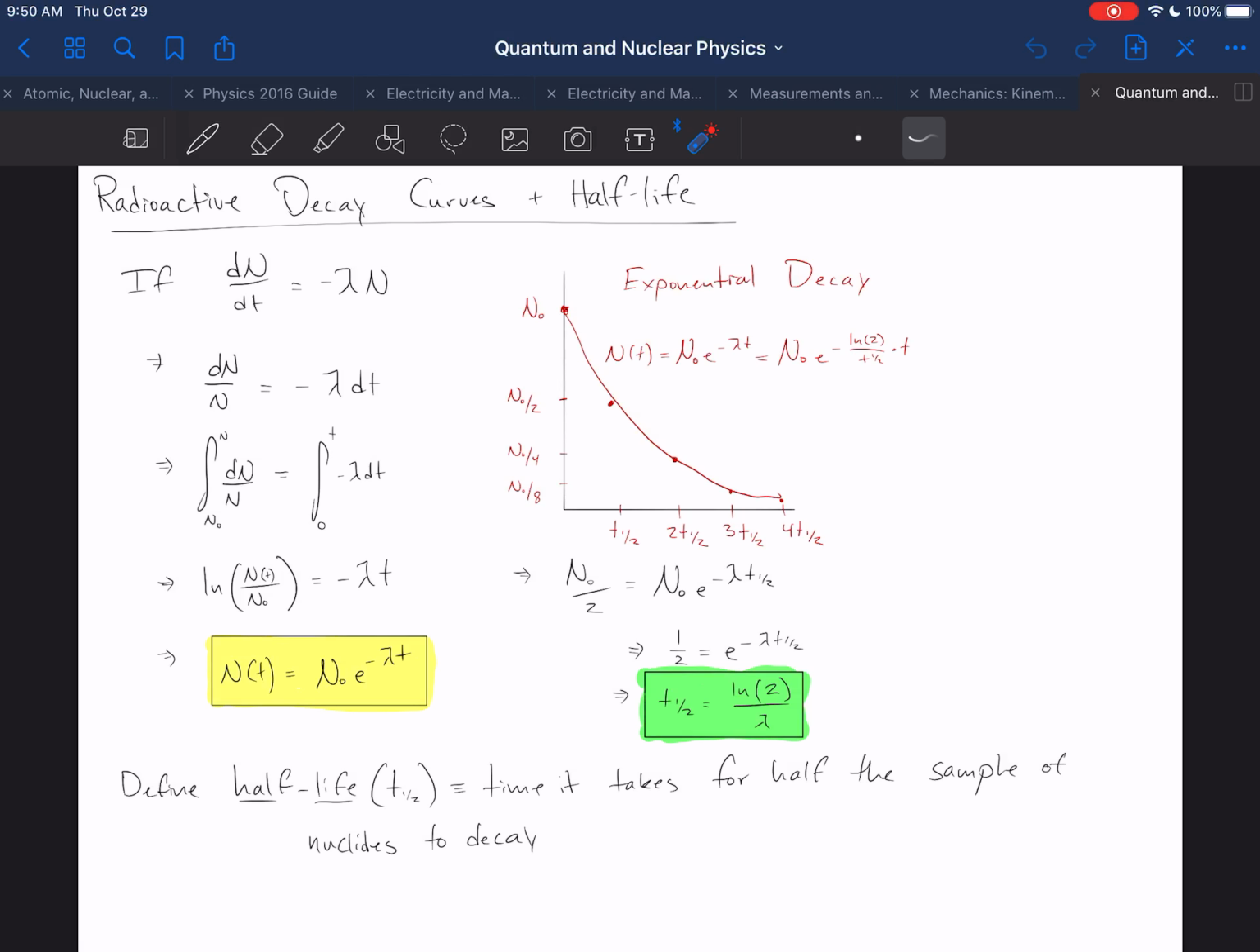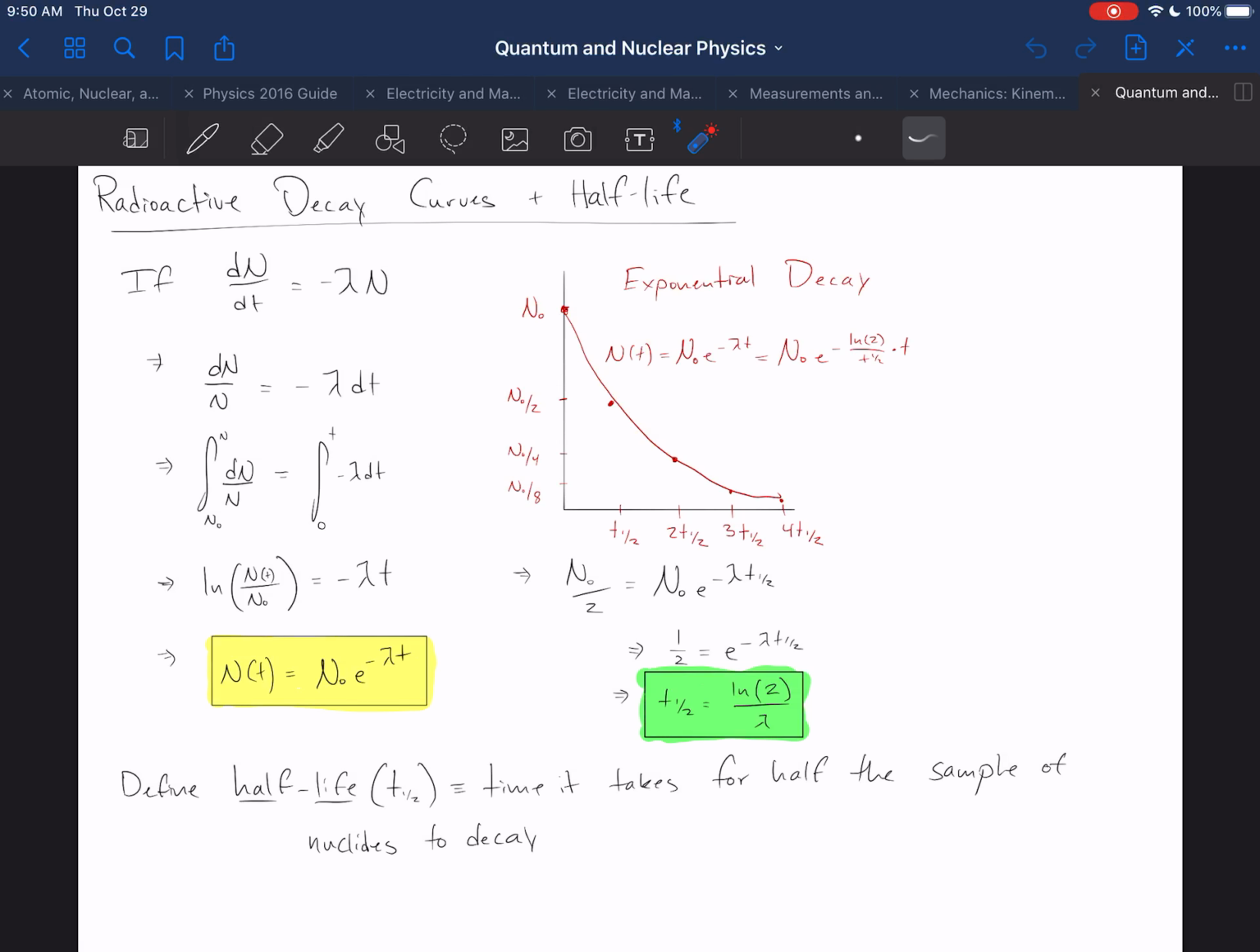And I'm integrating from particular bounds. I'm integrating from the moment and number of nuclei at 0 up to an arbitrary moment and number of nuclei at time t. So any old t I want, and those are my bounds. So I'm going to integrate the number of nuclei from N naught, that is the number of nuclei at the start, to N. And I'm going to integrate the time from 0 to the time at arbitrary time t.